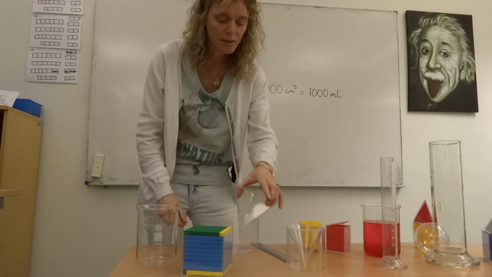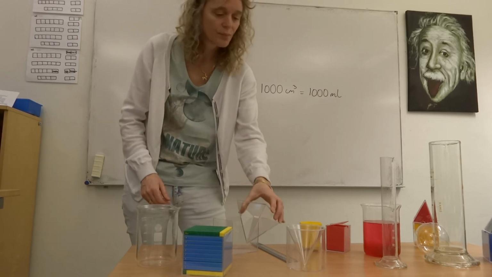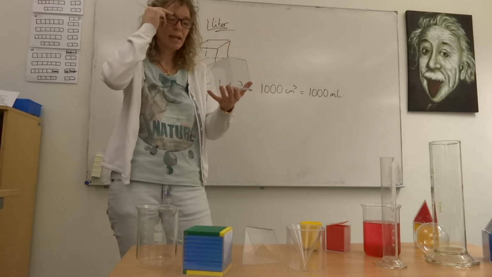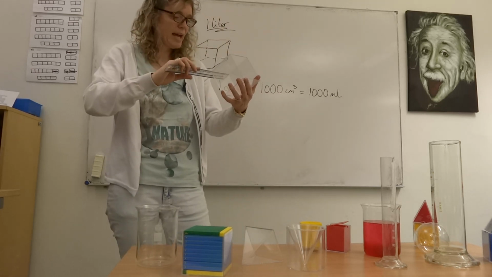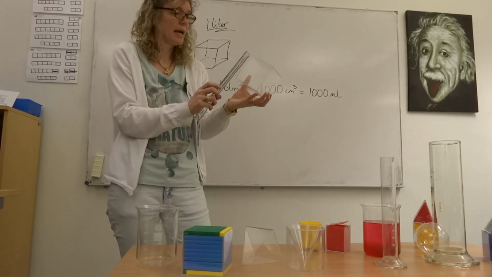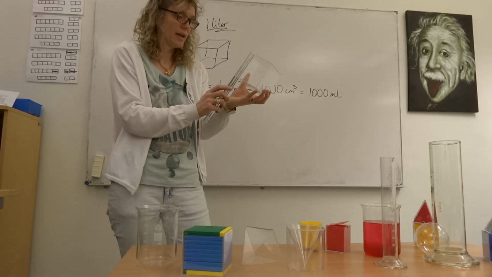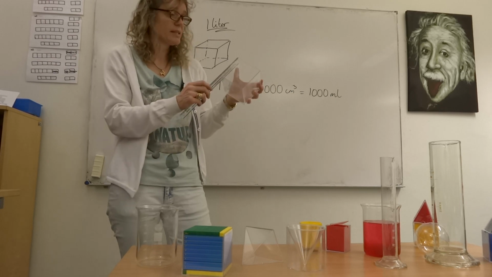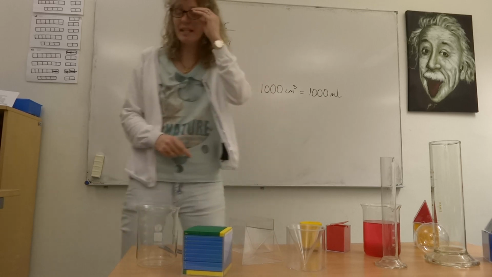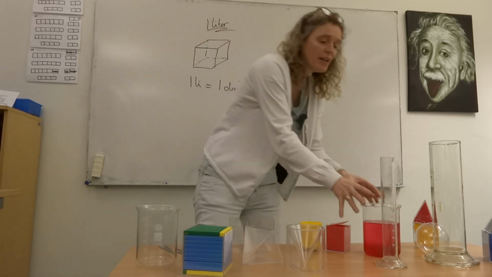We've got a shape here, and we need to take the internal measurements. Here we have 100 millimetres, and the internal length is also 100 millimetres. So we have 1 decimetre by 1 decimetre by 1 decimetre. Let's actually check that it is a litre then. So let's fill it.